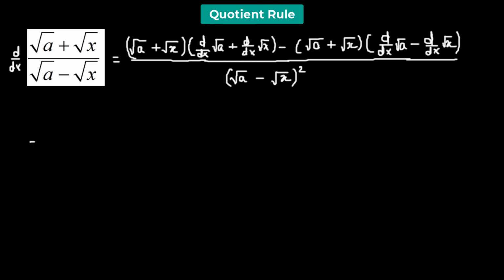So we get square root of a plus square root of x multiplied to, so the derivative of square root of a will be 0 because a is a constant, so square root of a will be another constant. So we have simply the derivative of square root of x. So the derivative of square root of x, we can rewrite it as x raised to the power of half.